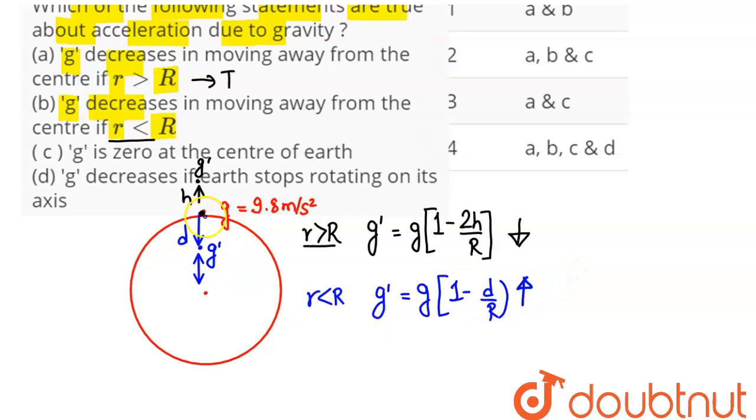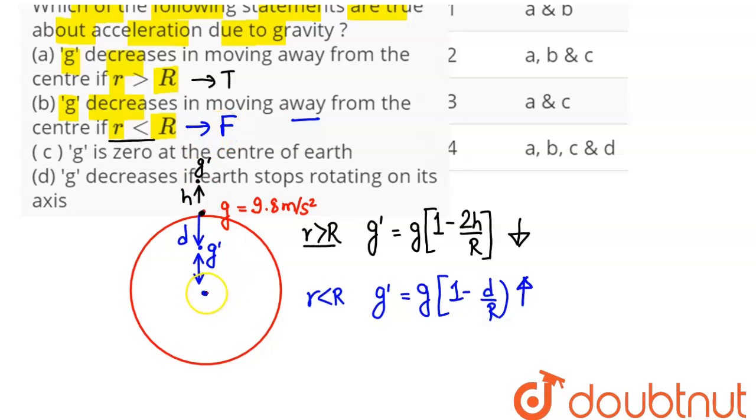If we move deep down the earth, that is towards the center, value of g must decrease. But when we move away from the center, as it says here, value of g must increase. Hence option number B is false.